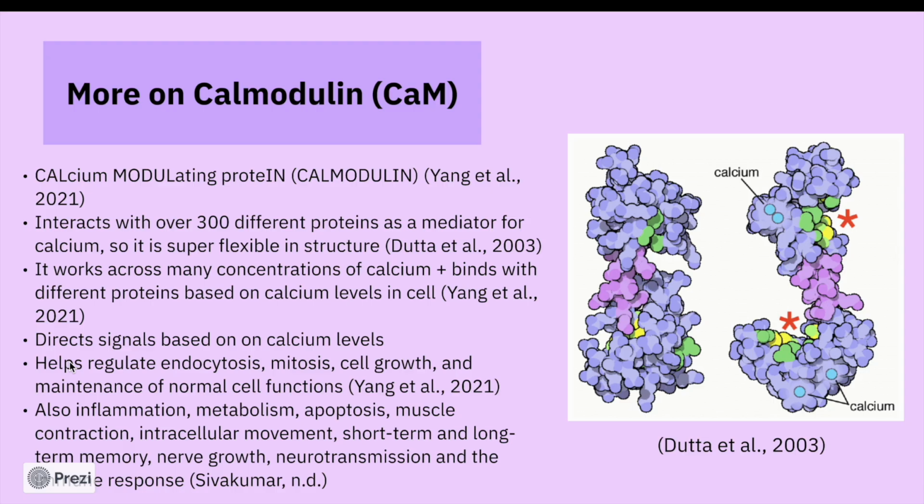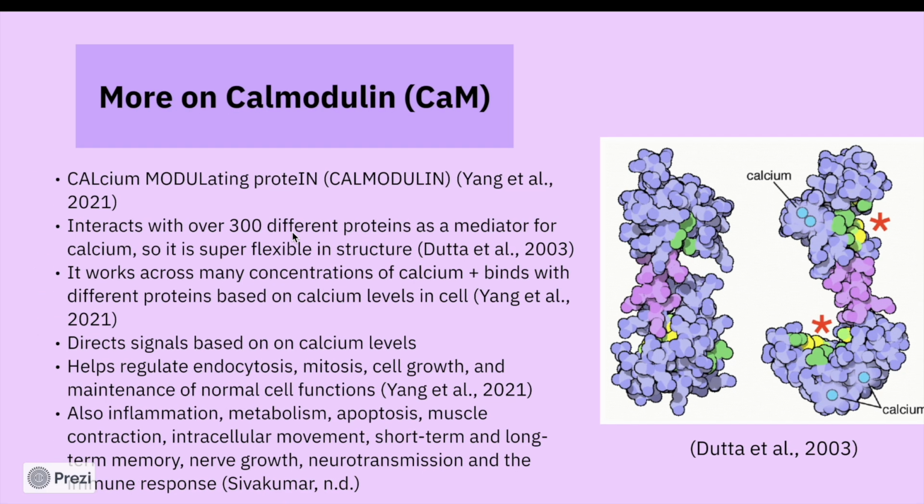And some of the things that it affects is endocytosis, mitosis, cell growth, maintenance of normal cell functions, inflammation, metabolism, apoptosis, muscle contraction, intercellular movement, short and long-term memory, nerve growth, neurotransmission, and immune responses. So it's really, really important in our bodies, and it plays a role in a ton of different pathways in our bodies and responses. That's more on calmodulin.